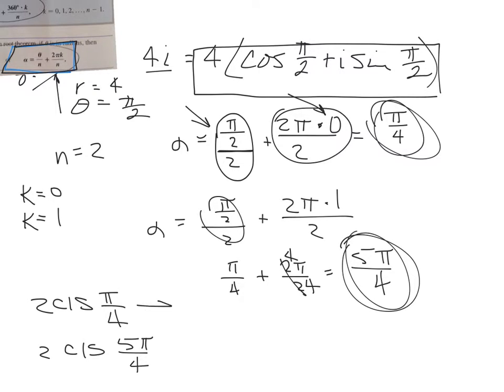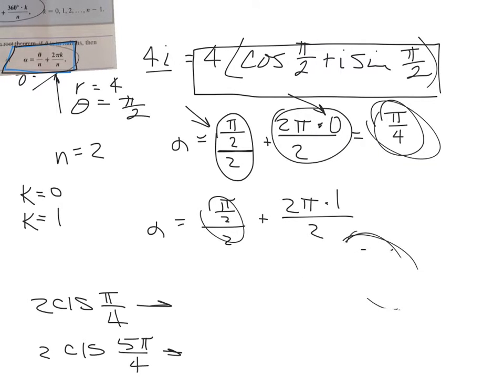Now I need to convert them to rectangular form. And I'll leave the converting to rectangular form to you, because that should not be that hard, because pi over 4 is a 45-degree angle, and 5 pi over 4 would be 5 times a 45-degree angle, whatever that happens to be, 225 degrees. So those are your two angles, 45 and a 225-degree angle.